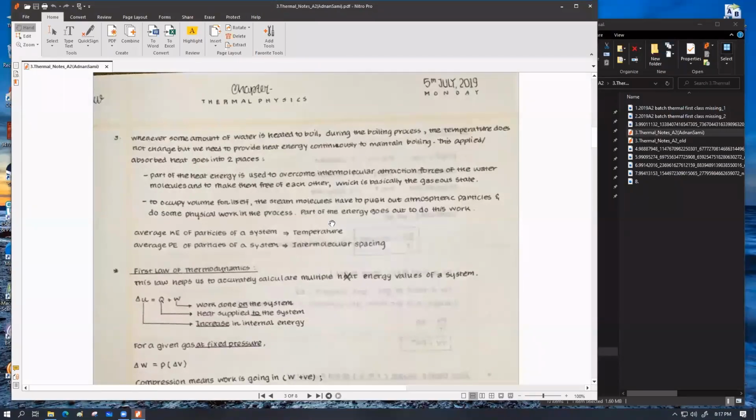And then to occupy the volume for itself, the steam molecules have to push the atmosphere particles and do some physical work in the process. Part of the energy goes to do this work. Now let me explain. You should be able to understand the first bullet pretty well because that was discussed quite a lot of time. Let me explain the second bullet, try to think about it. Let's say you are applying heat to a certain amount of liquid and you are boiling the liquid. Whenever boiling will happen, these water molecules, I'm using the term water in replacement of liquid in many cases, but I'm using them interchangeably.